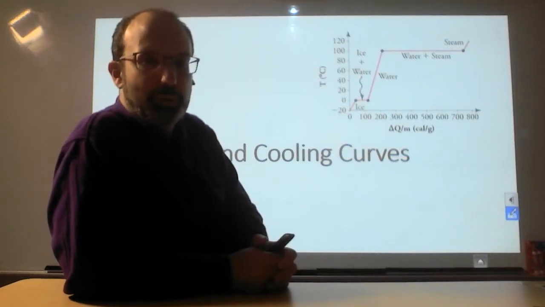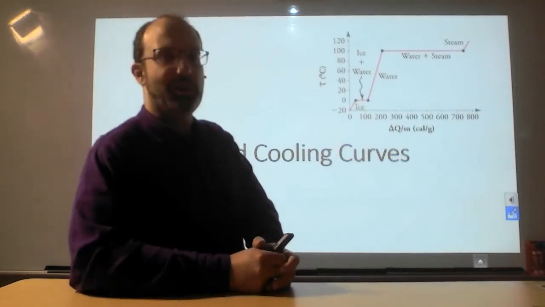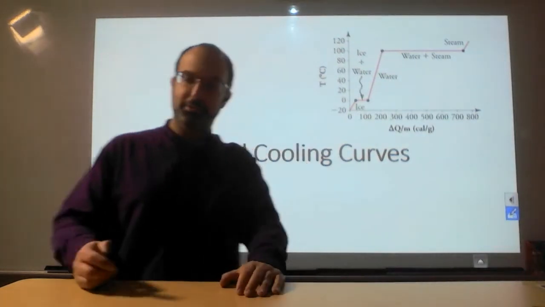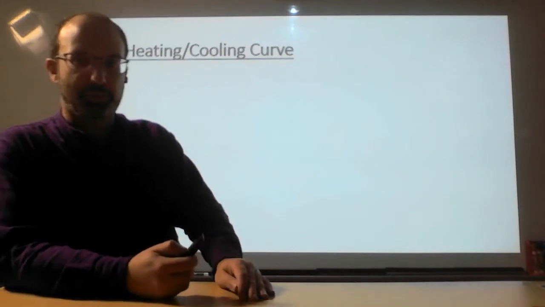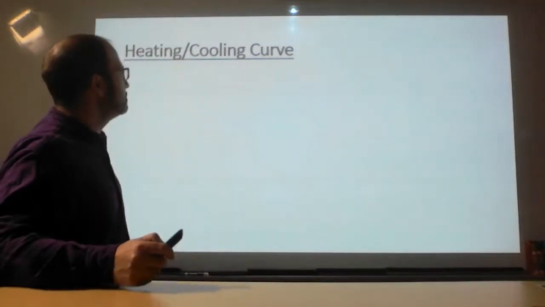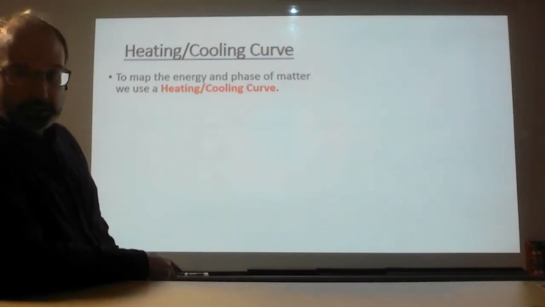Well, what do we notice? There's a flat line there. That's very strange. We've sort of alluded to it, but now we're going to talk about it in more detail as soon as the slides move forward. There we go. So, heating and cooling curves. To map the energy and phase of matter, we use a heating and cooling curve.